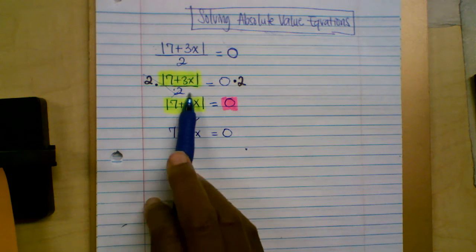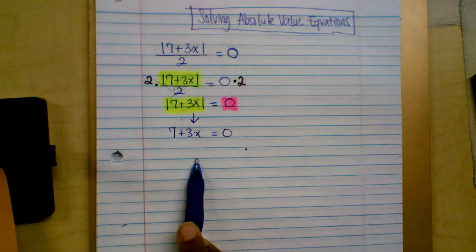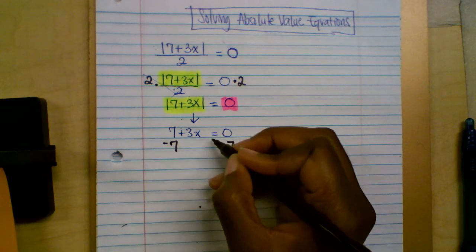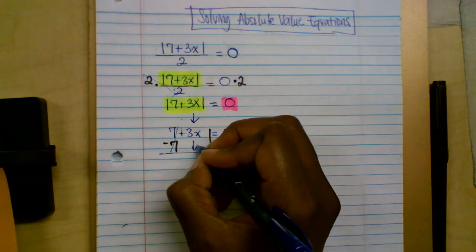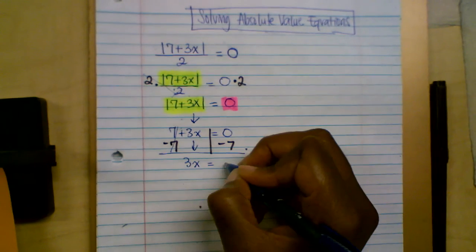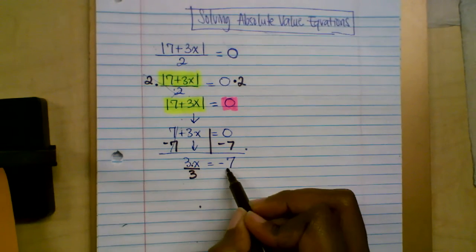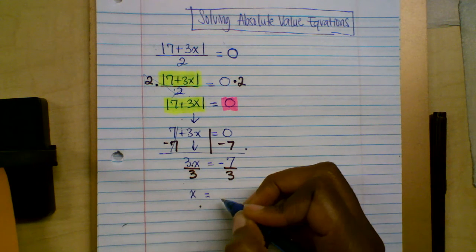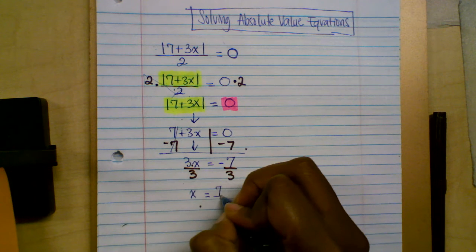So what is going to be that number? Whatever is inside the absolute value, you set it equal to 0, and then you solve for x. In the first step here, we need to subtract 7 on both sides. And you end up with 3x equal to negative 7. The next step is to undo multiplication by 3 by dividing by 3 on both sides.